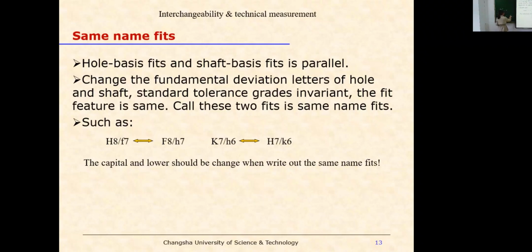This is the same. And H is 7, so the clearance is the hole tolerance plus the shaft tolerance, which is the total tolerance. The total tolerance is the same, so the fit is the same. I mean the same clearance and the same interference.